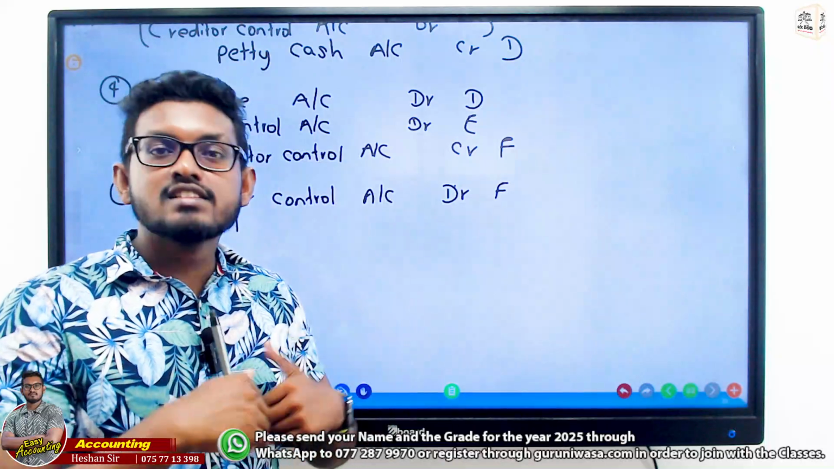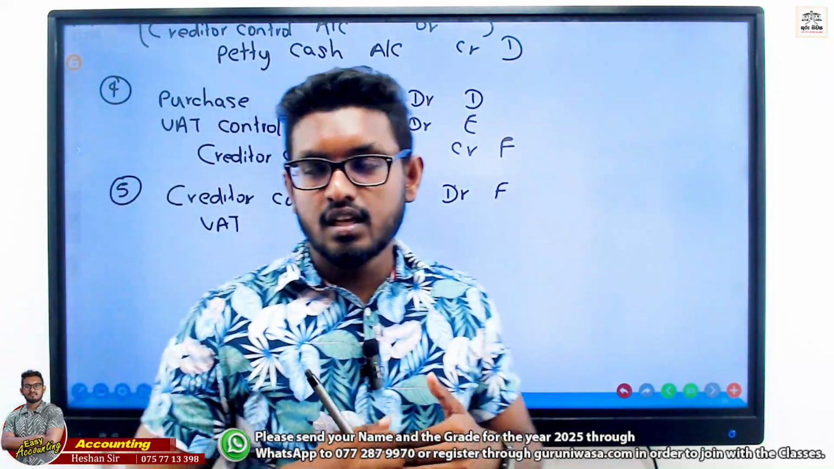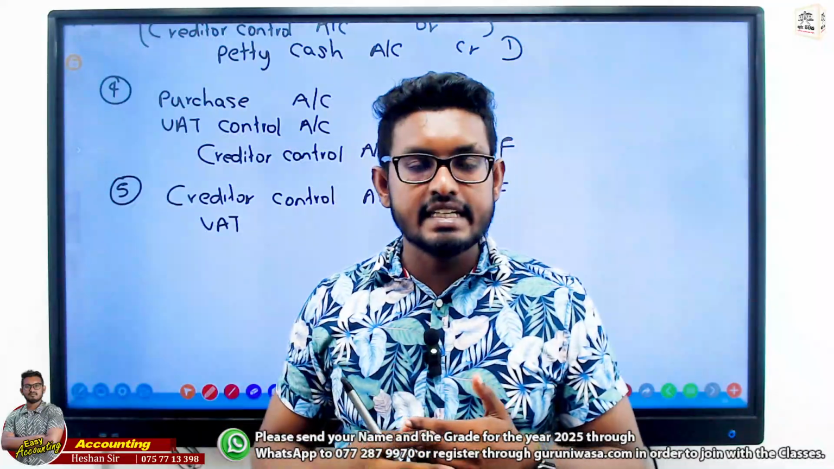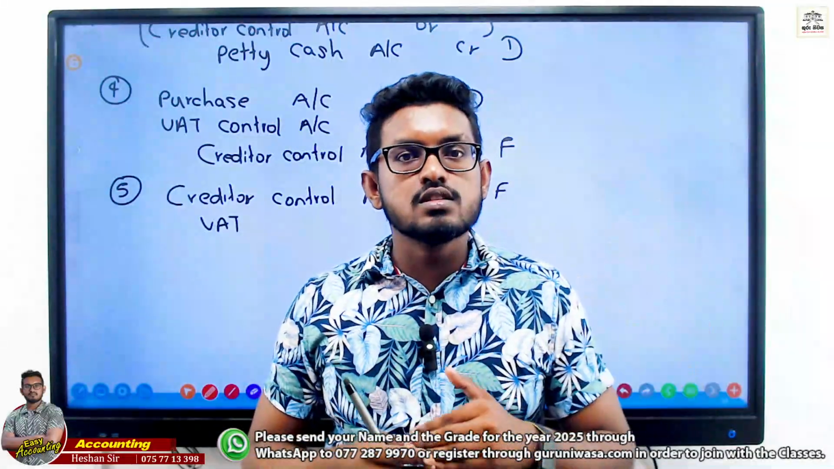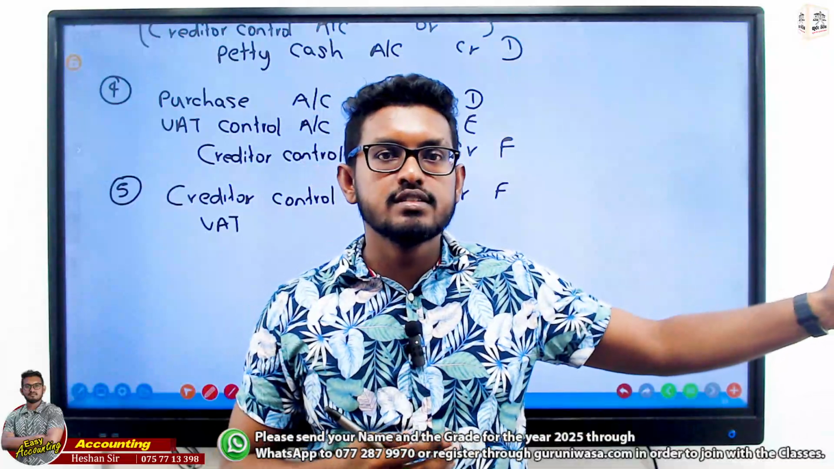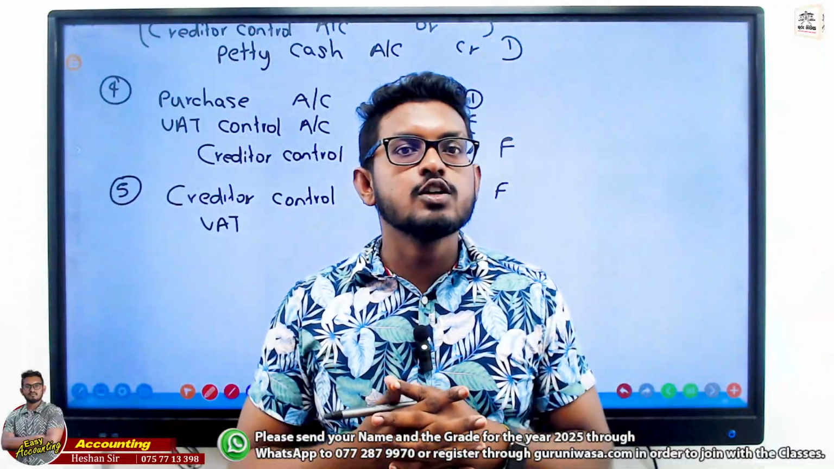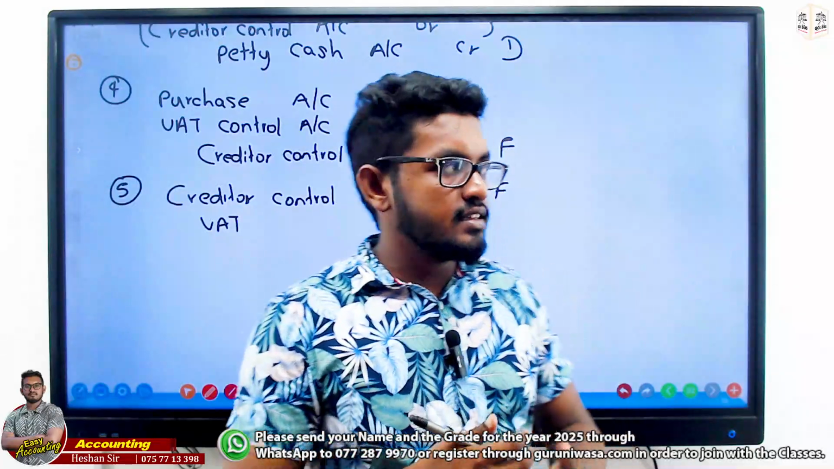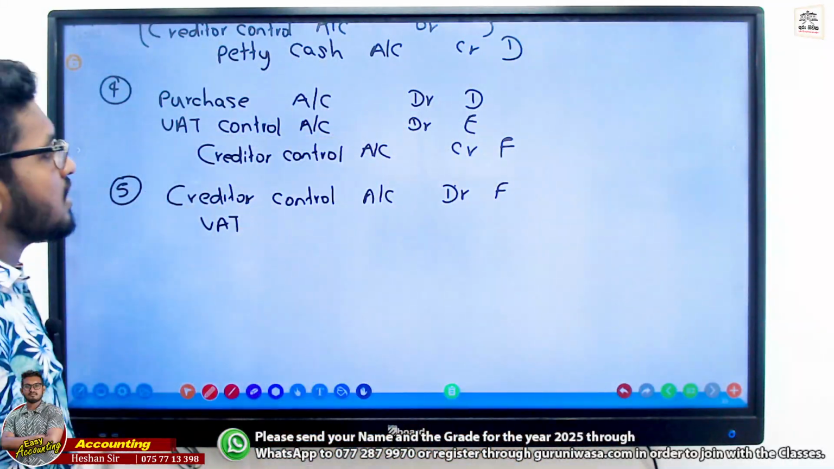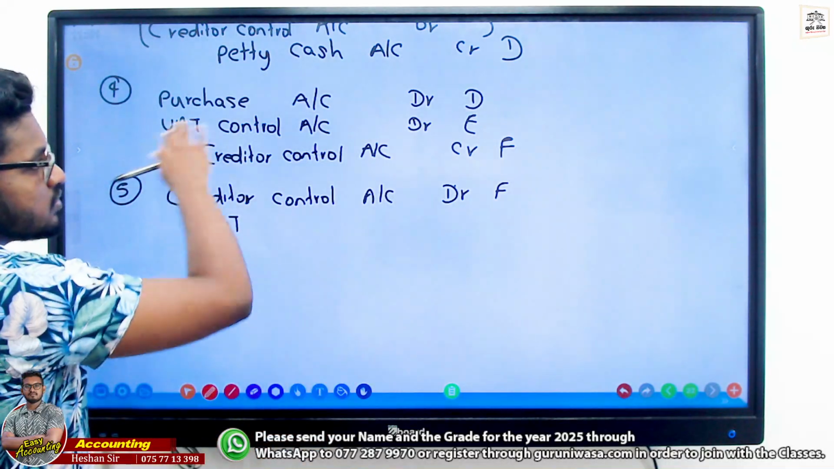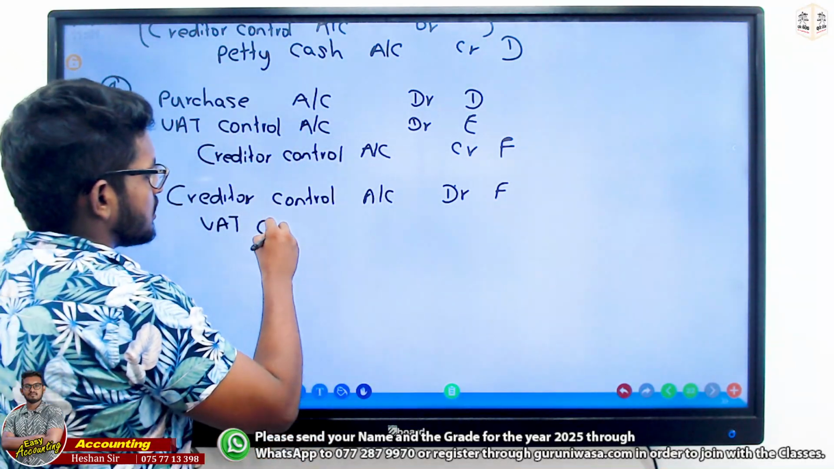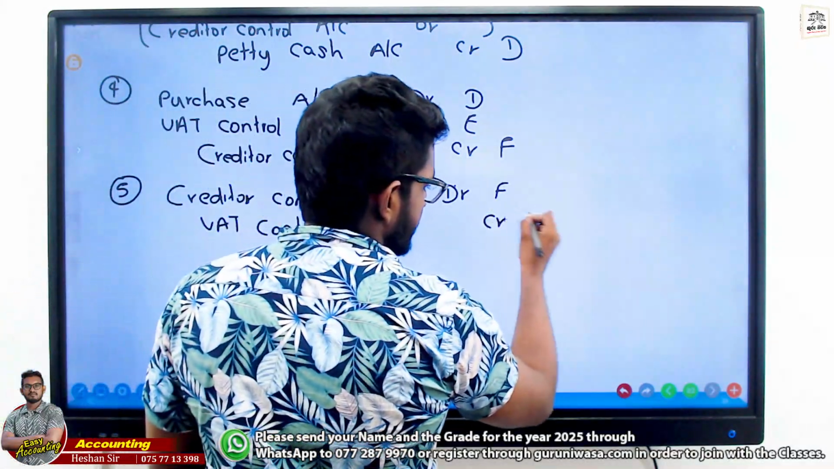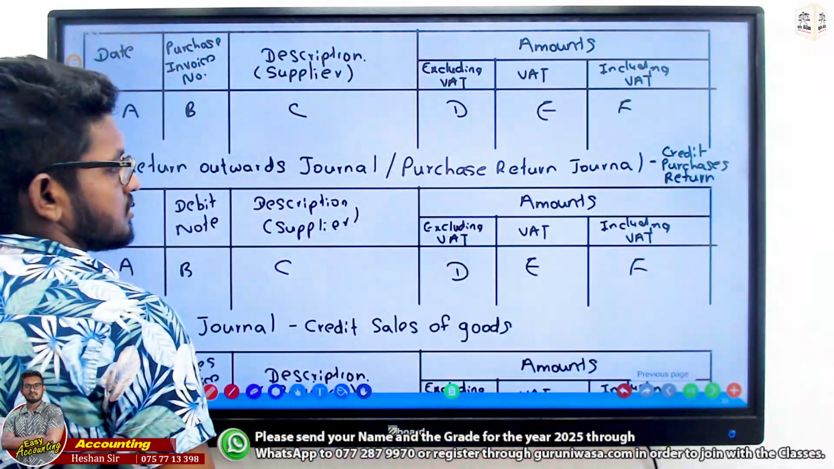Why? We can set it off, as I told you last Saturday. When we sell goods, we collect VAT and our VAT liability increases. When we purchase goods, we pay VAT, so we can set it off; input and output VAT can be set off. So when we purchase, our VAT liability decreases, which is why we debited. But when we return it, we need to remove this debit entry. So VAT control account credit, from this value, E.